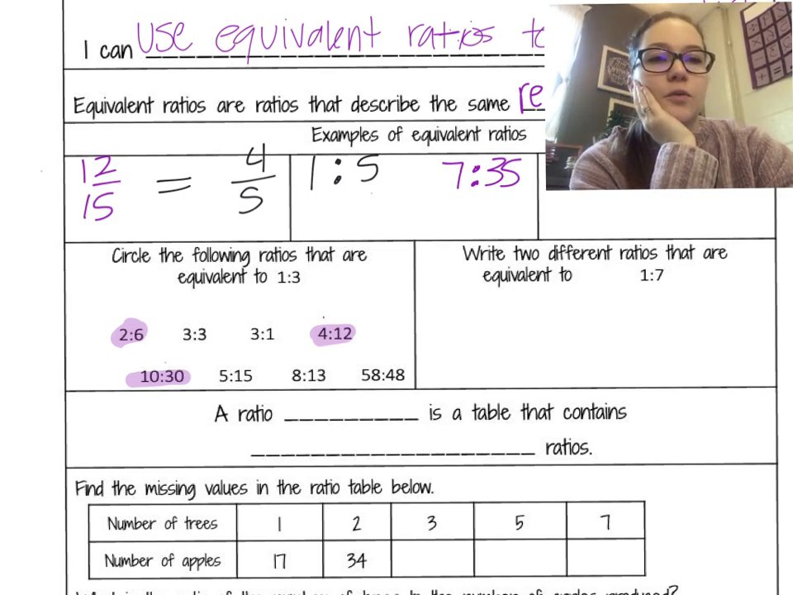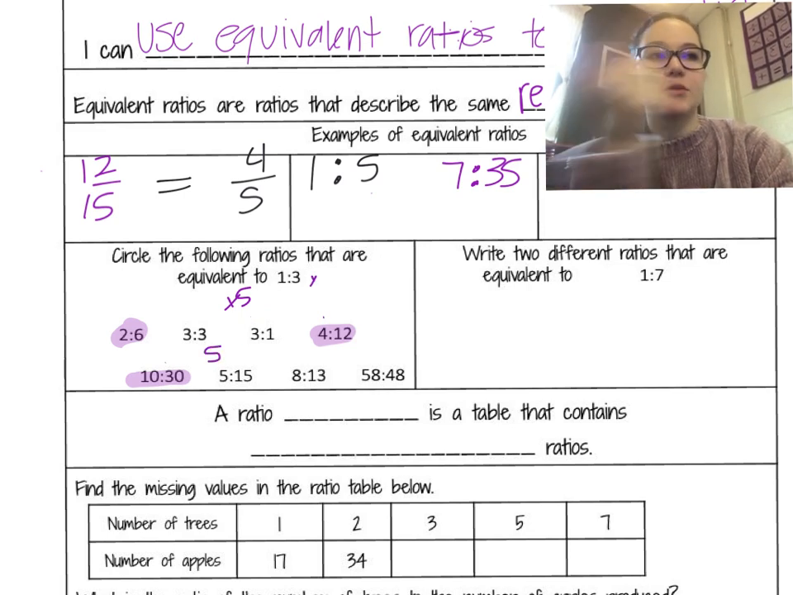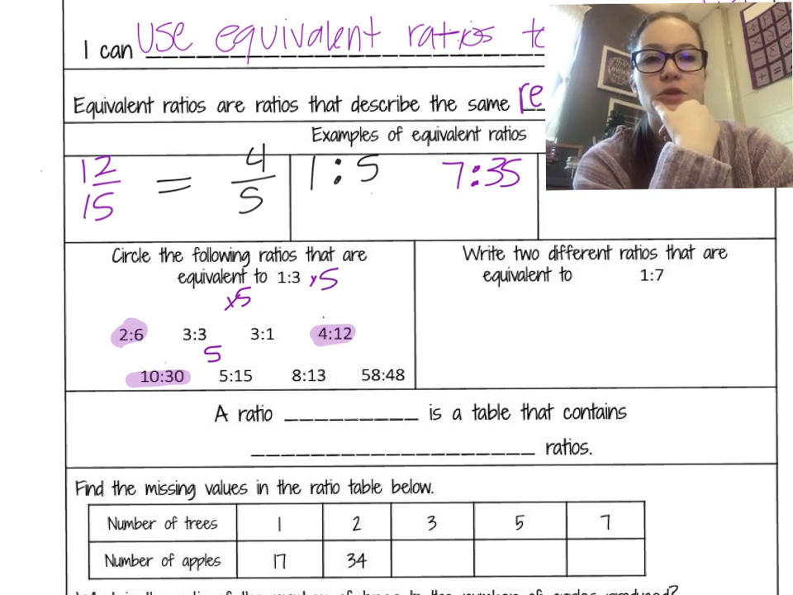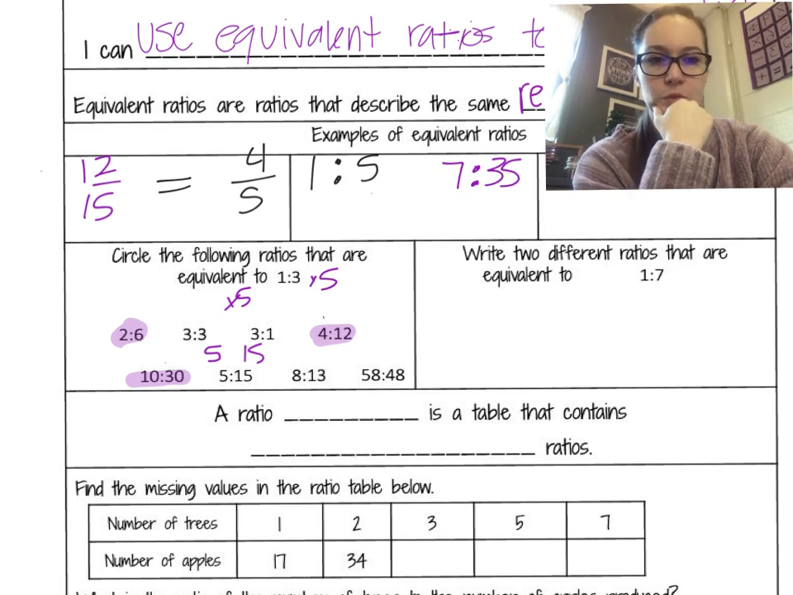All right, 1 to 5, we're going to multiply by 5. So 1 times 5 is 5. Then I have to multiply the other side by 5. 3 times 5 is 15. That matches, so we get to circle it.